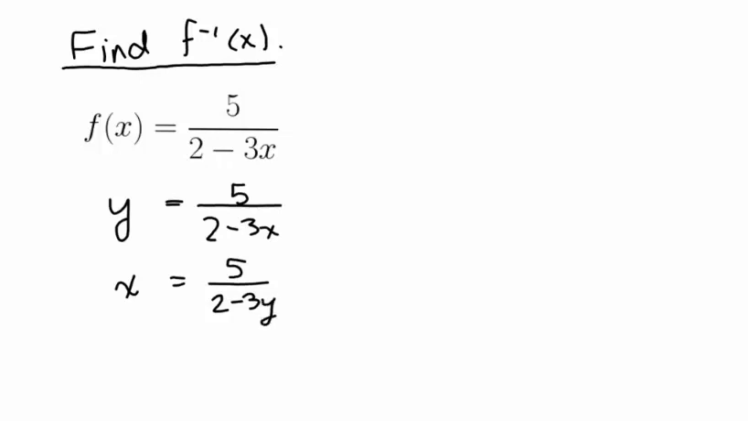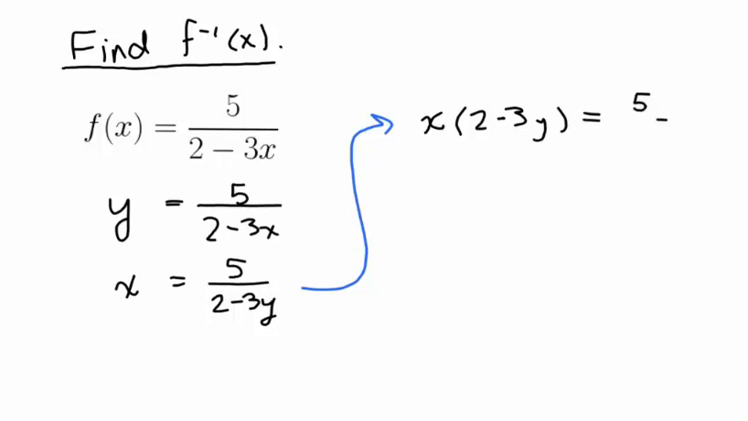Our goal is to now solve for or isolate the variable y. If we can do that, then we have the inverse function. Let's take our equation that we have and multiply both sides by 2 minus 3y. That means we're going to get x times 2 minus 3y is equal to 5 over 2 minus 3y times 2 minus 3y. So the reason I want to do this is so these two factors over on the right-hand side are going to cancel and give us 1, which is going to simplify our right-hand side to 5.